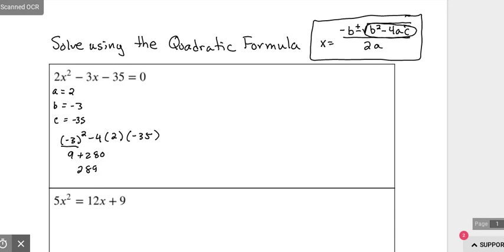What's important is to look at that number. Since I have a positive discriminant answer, I know I need to continue and finish the problem. I'm going to have two solutions. So let's go ahead and finish the rest.